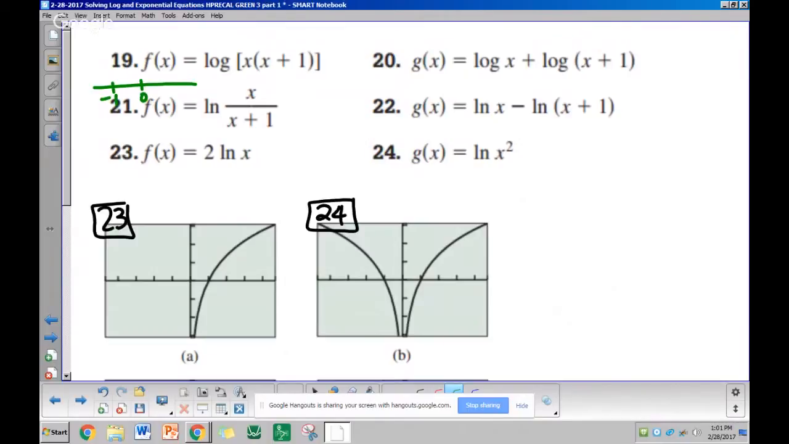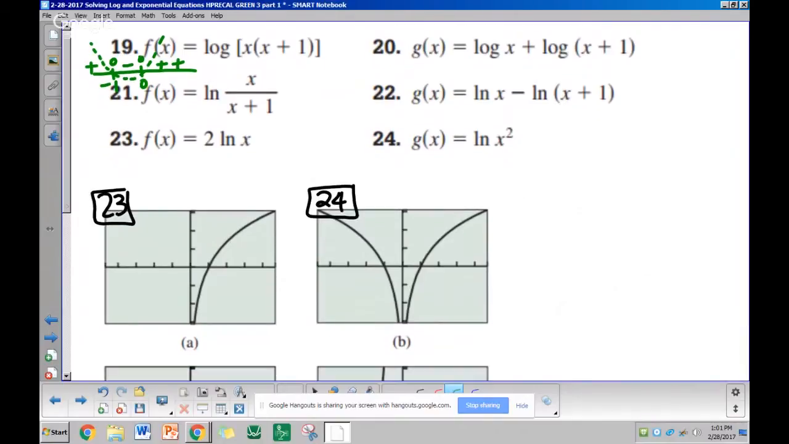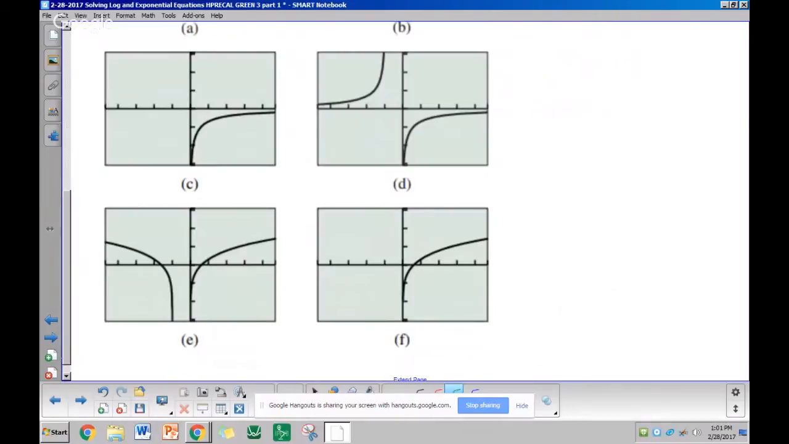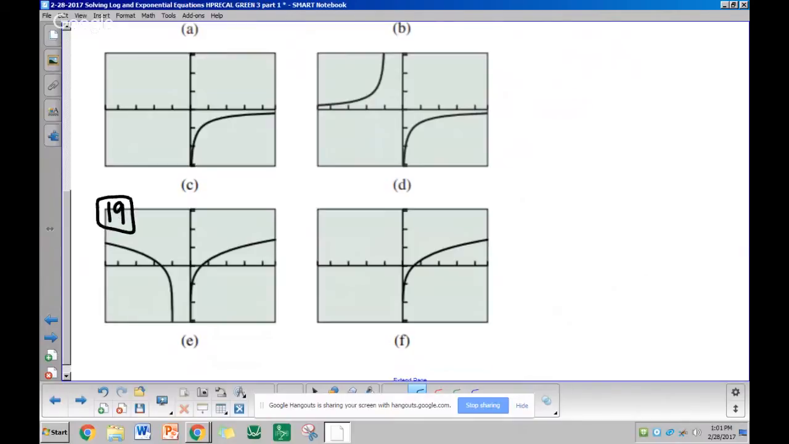It's quadratic. Yes, Mark, you're right, quadratic, and it opens up. So the log can only be of positive numbers. So the domain on this one is negative infinity to negative 1, the union with 0 to infinity. So it's going to be E. Do you agree? Yeah. So this one is 19.